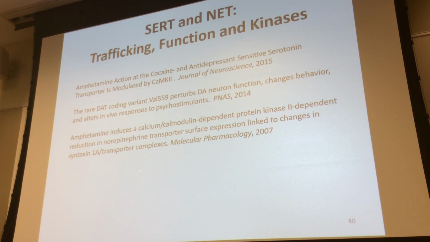If somebody wants to learn more, here's a paper that talks about the norepinephrine transporter and syntaxin. This is an excellent paper from Randy Blakely, who has devoted his time and his research to the norepinephrine transporter. So if everybody wants to know more, this is a paper to read. Okay.